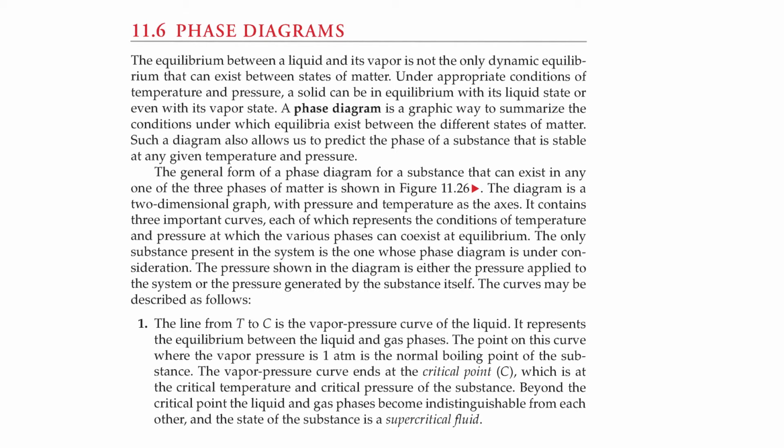Number 1. The line from T to C is the vapor pressure curve of the liquid. It represents the equilibrium between the liquid and gas phases. The point on the curve where the vapor pressure is 1 atmosphere is the normal boiling point of the substance. The vapor pressure curve ends at the critical point, which is the critical temperature and critical pressure of the substance. Beyond the critical point, the liquid and gas phases become indistinguishable from each other, and the state of the substance is called a supercritical fluid.